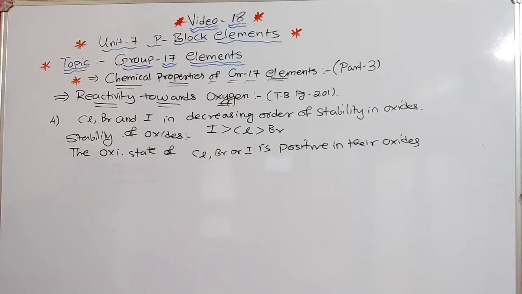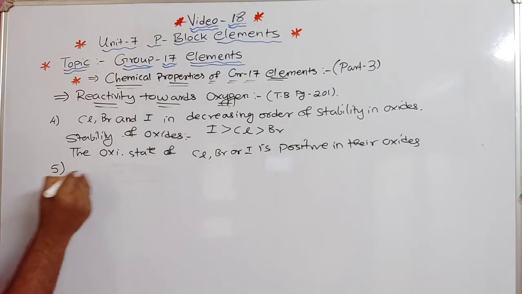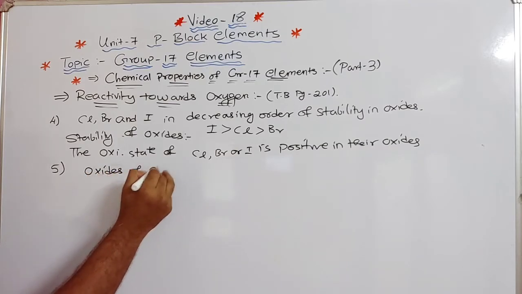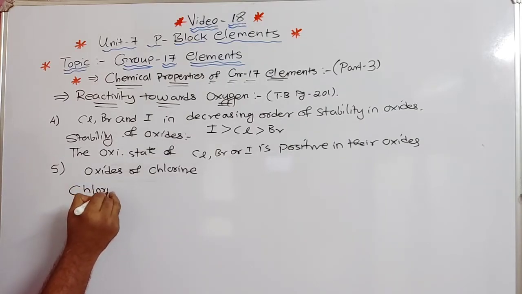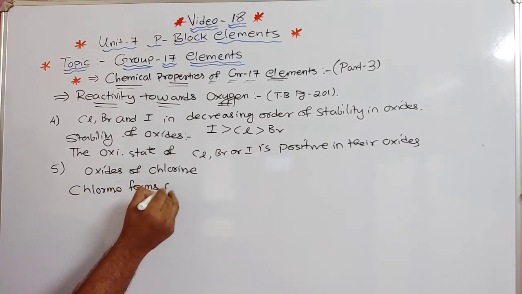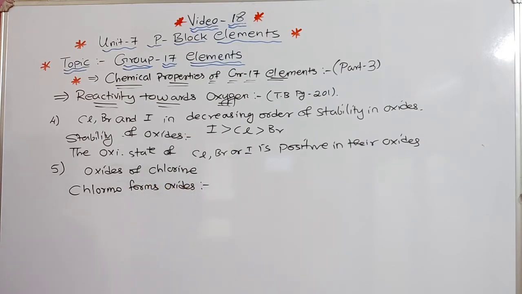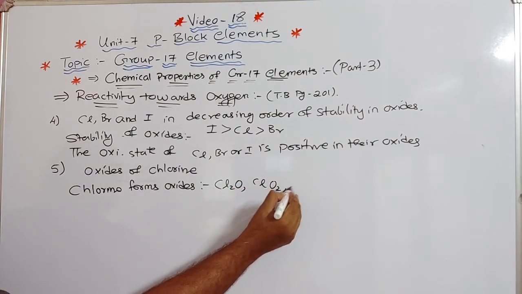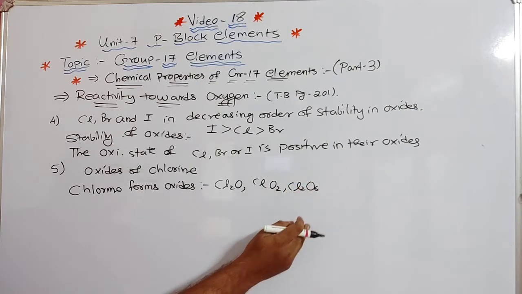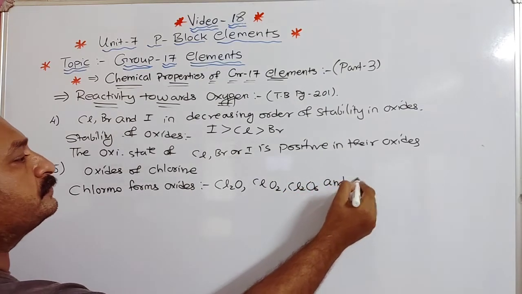Now we are talking about oxides of chlorine, because in the textbook all are given one by one. Chlorine forms many oxides, but they are highly reactive oxidizing agents and tend to explode. You can see in your textbook which oxides chlorine forms: Cl2O, ClO2, Cl2O6 and Cl2O7.